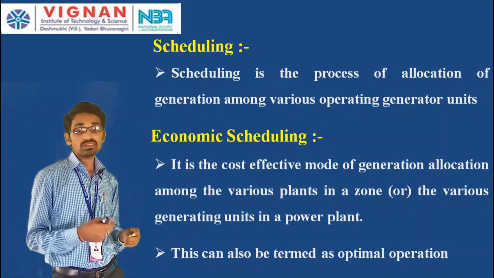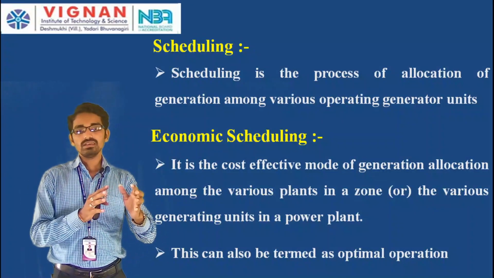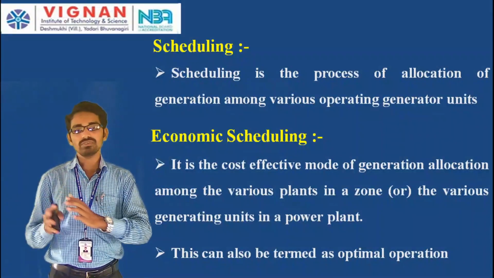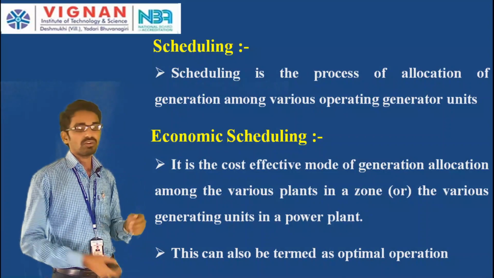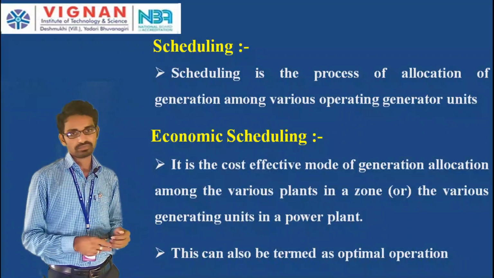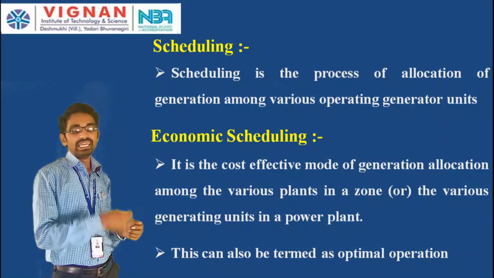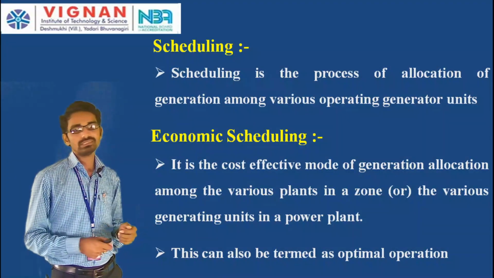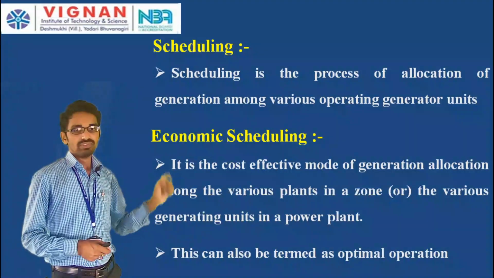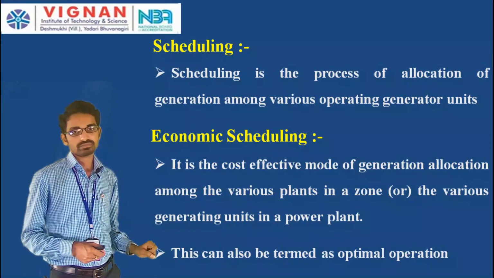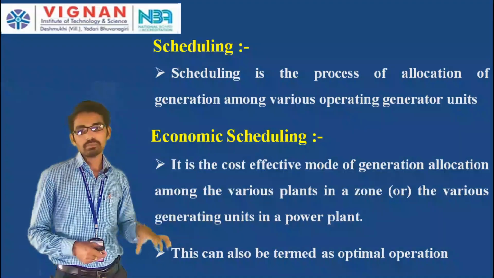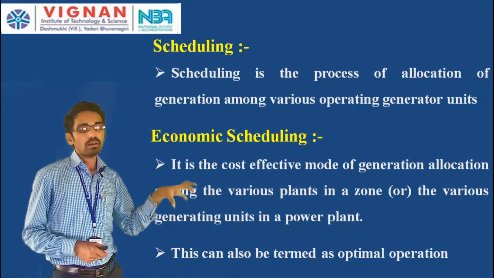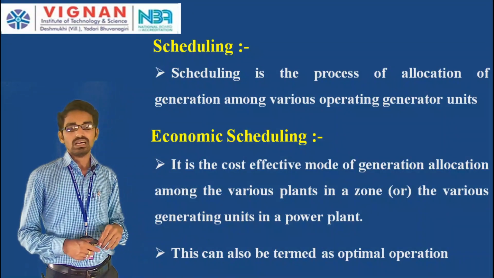Scheduling is nothing but allocating between the two generator units, that is 450 and 450. We are not considering any economic problem here. But when you come to economic scheduling, it is a cost effective mode of generation allocation among the various plants in a zone or the various generating units in a power plant. You may have various power plants in a particular zone, or various generating units in a particular power plant. Are you understanding this?